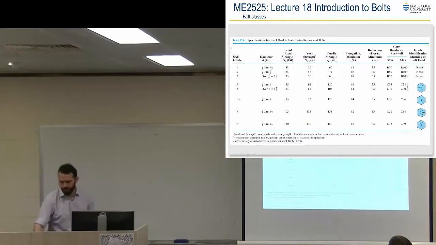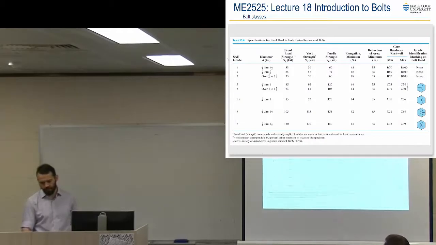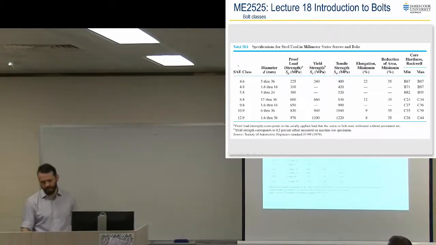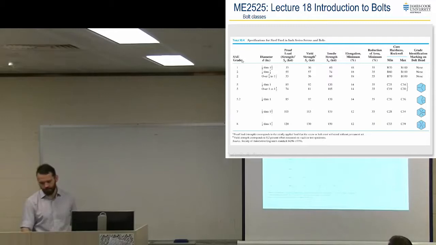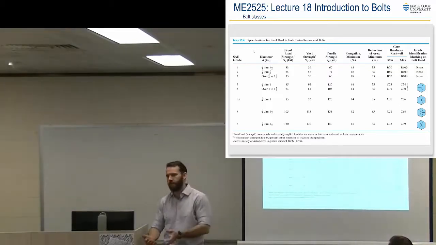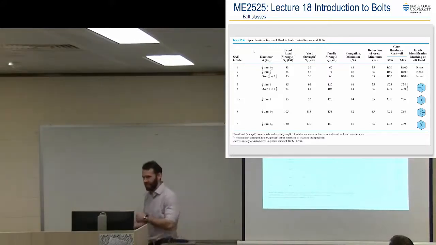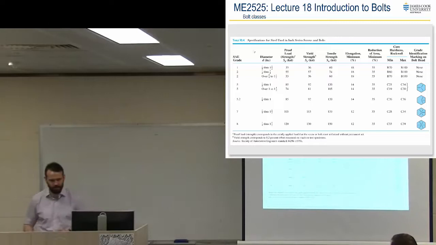But if it's an SAE grade, then it's an Imperial. If it's an SAE class, then it's a metric. And this will give you all of the sorts of information for each of those grades. So if you have an Imperial thread, you obviously want an Imperial class. If you have a metric thread, you want a metric class. I don't think there's such a thing as a metric class going with an Imperial thread or vice versa. So if you've got one, you need the other.